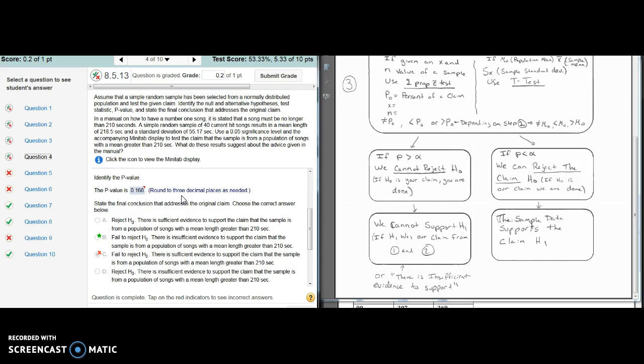This one right here, it says assume that a simple random sample is normally distributed. We got a p-value. In a manual on how to have a #1 song, it stated that the song must be no longer than 210 seconds. So it seems like 210 is what we're using as our claim, right? So it's going to be less than that. A simple random sample of 40 taken. We got a mean and standard deviation. So we are going to be running a z-test, or a t-test.